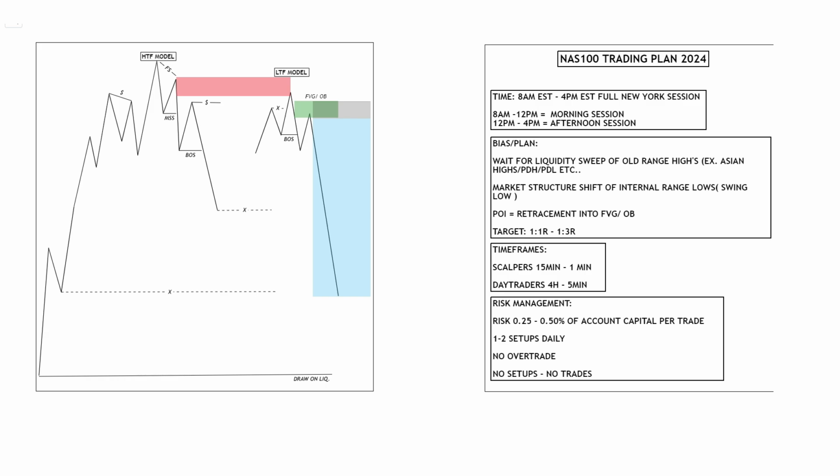And where do we place our stop loss? Your stop loss always goes at the previous old high. Or we can use our order block, a form of order block.